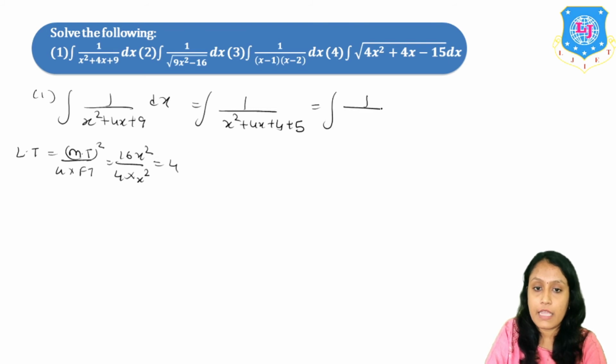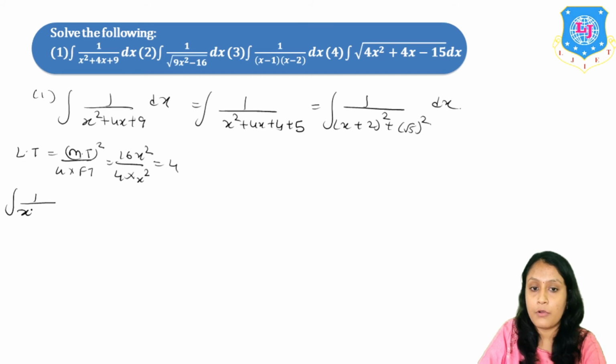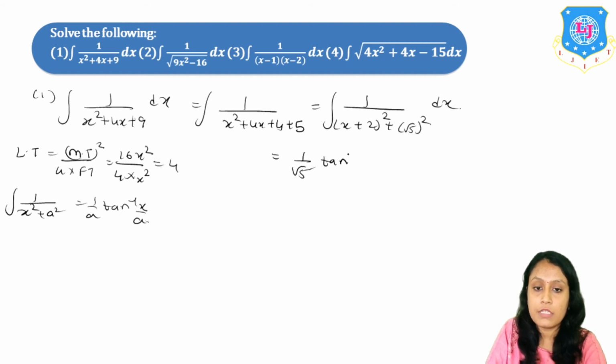Now we can write this as 1 upon x plus 2 whole square, write down in this whole square form, plus this 5 we can write as under root 5 whole square dx. Now to solve this we have to use the formula of 1 upon x square plus a square, that is 1 upon a tan inverse x upon a. Here a is under root 5. So use this result. We get 1 upon root 5 tan inverse, and in place of x we have x plus 2, so it will come x plus 2 upon under root 5 plus c is the answer.